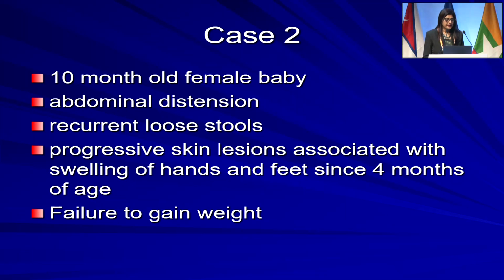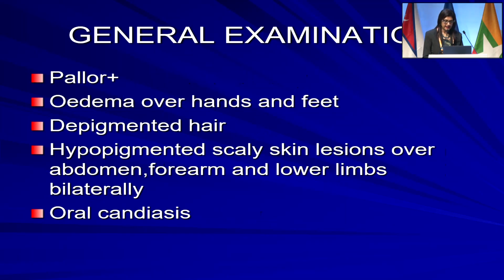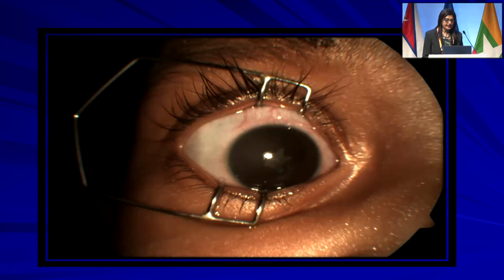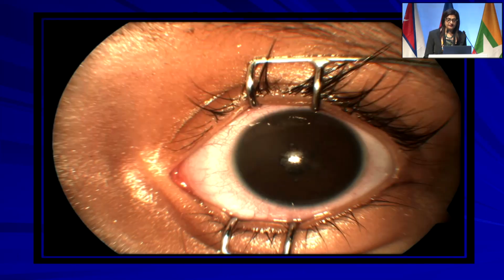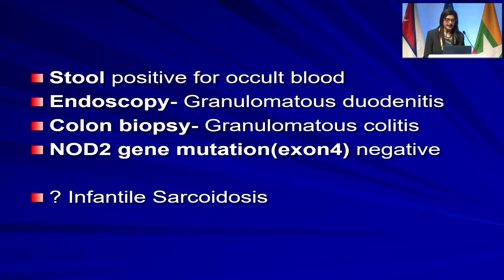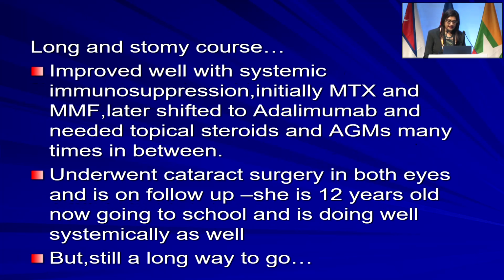Now this baby, a 10-month-old female, presented with abdominal distension, recurrent loose stools, progressive skin lesions, and failure to gain weight. She had a lot of systemic findings: edema, depigmented hair, hypopigmented scaly lesions, and the eye had bilateral anterior uveitis with festooned pupil and cataract at 10 months of age. Investigations showed systemic granulomatous inflammation, and she was diagnosed with infantile sarcoidosis and started on systemic immunosuppression. Furthermore, she underwent cataract surgery and is under follow-up.